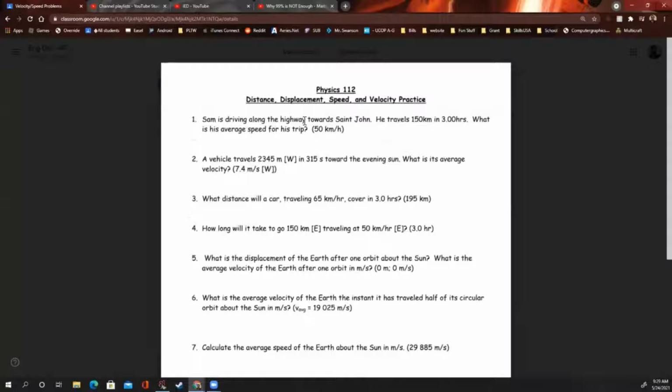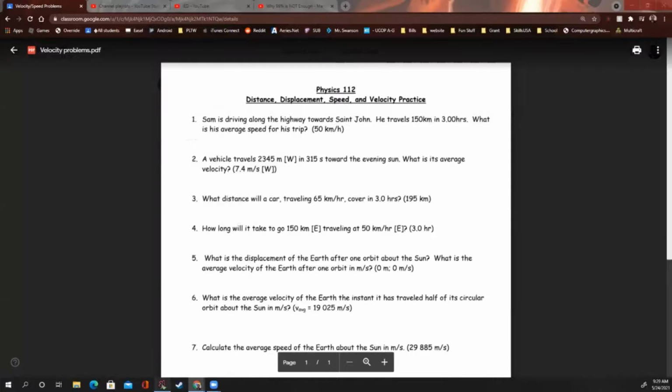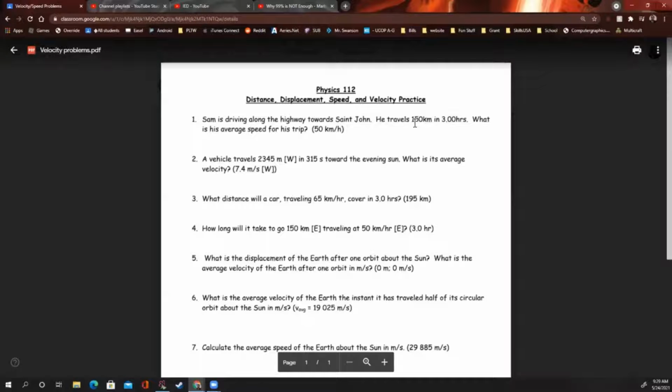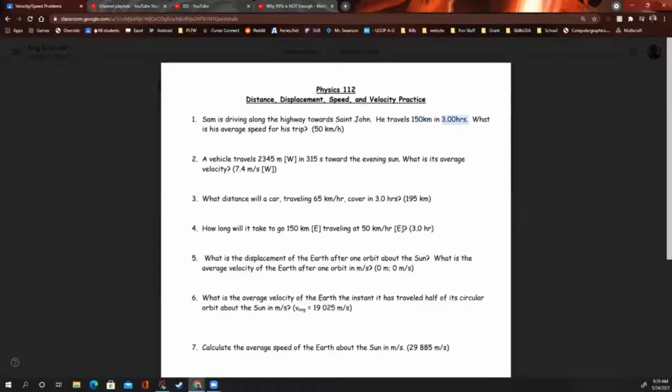So it says Sam is driving along the highway towards St. John. He travels 150 kilometers in 3 hours. What is his average speed? So we're looking at the stuff on the left, and if you look at my sheet here, it says what was his average speed. So we're looking at this equation here, and we just need distance divided by time. It does give us the distance, 150 kilometers, and the time, 3 hours. So 150 divided by 3 is 50 kilometers per hour. And there it is, 50 kilometers per hour. So that's pretty much it.